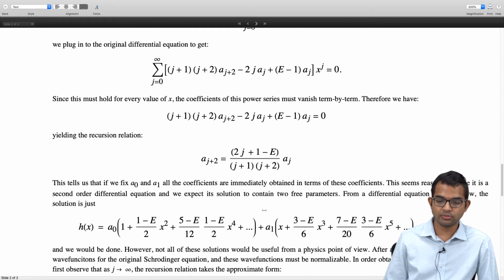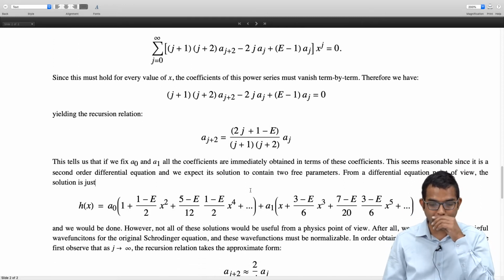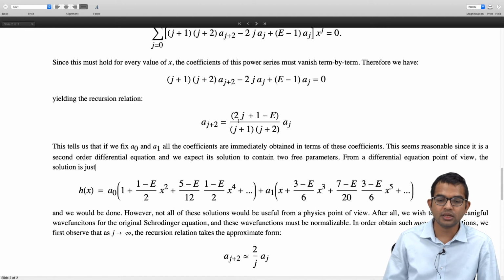So in order to see what this means, we have this infinite power series. Does it make sense at all? So let's see what happens to this recursion relation when j becomes very large. When j becomes very large, you see that 2j plus 1 minus e, you can replace with just 2j, because j is the only thing which is very large and the others can be ignored.